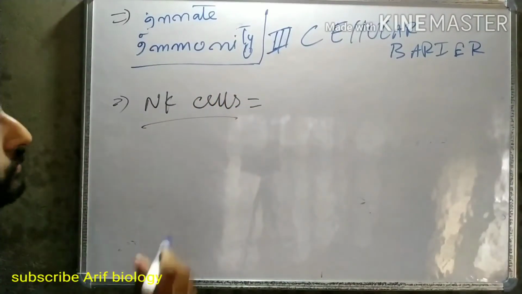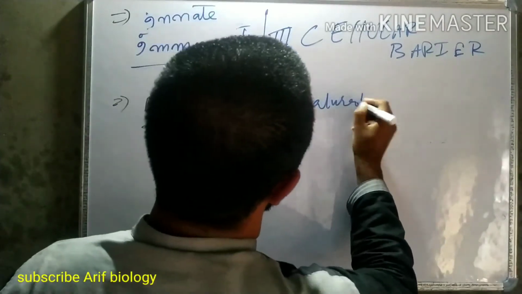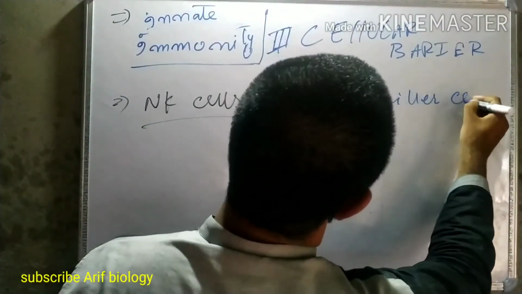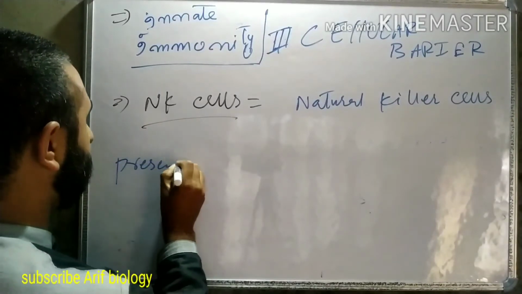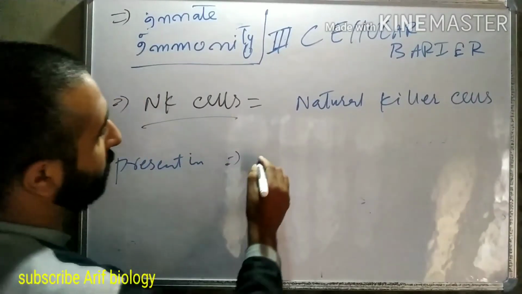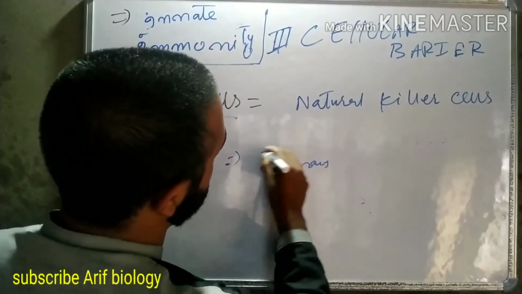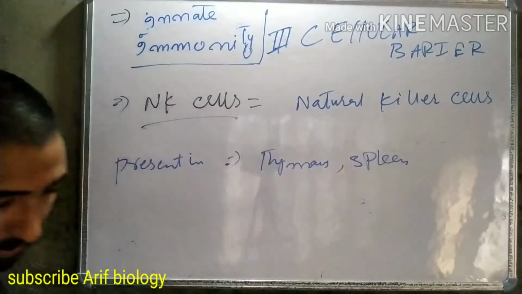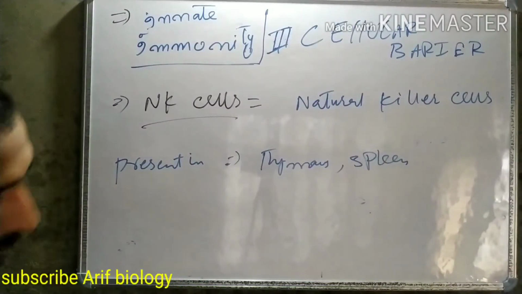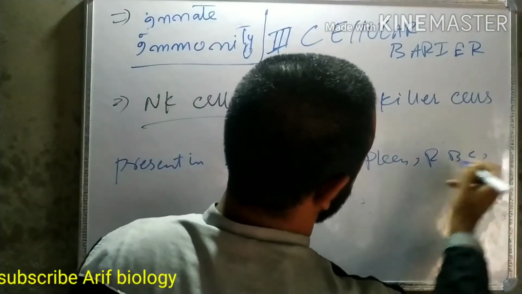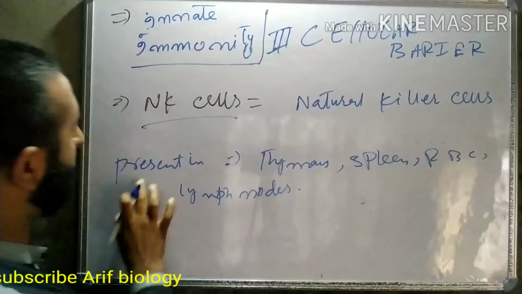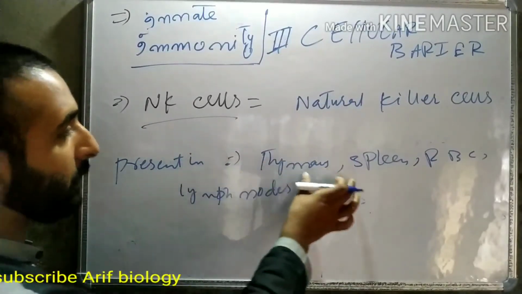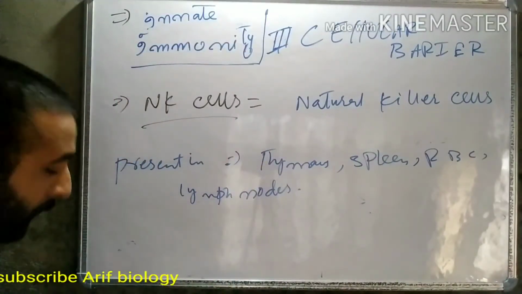NK stands for natural killer cells. What are natural killer cells? Natural killer cells are present in the thymus, spleen, RBCs, and lymph nodes. So NK cells, that is natural killer cells, are present firstly in thymus, spleen, RBCs, and lymph nodes.